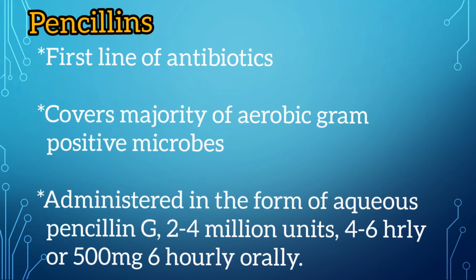So coming in detail about the penicillins. Penicillins are the first line of antibiotics in treating such infection as it covers the majority of the aerobic gram-positive microbial flora which is commonly associated with this Ludwig's angina. It is administered in the form of aqueous penicillin G, that is 2 to 4 million units, IV 4 to 6 hourly or 500 mg 6 hourly orally.